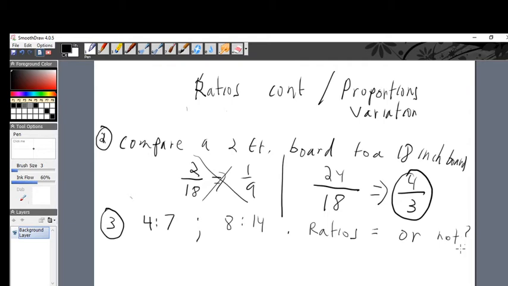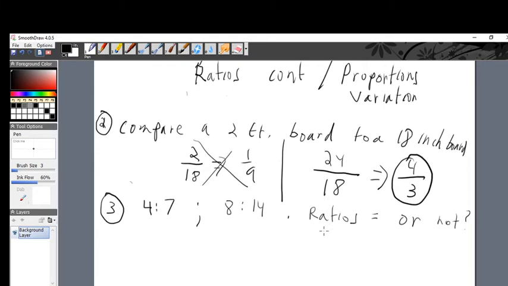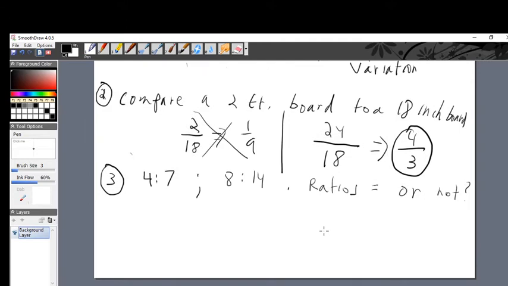Okay, let's move the paper up right away and show you how that's done. This ratio can be converted right away into a fraction, and this ratio can be converted into a fraction, 8 over 14. And the question is, are they equal or not? We still don't know if they are equal, yes or no. Here's how you go test it. You might see right away that they're equal, but let me show you how to test it.